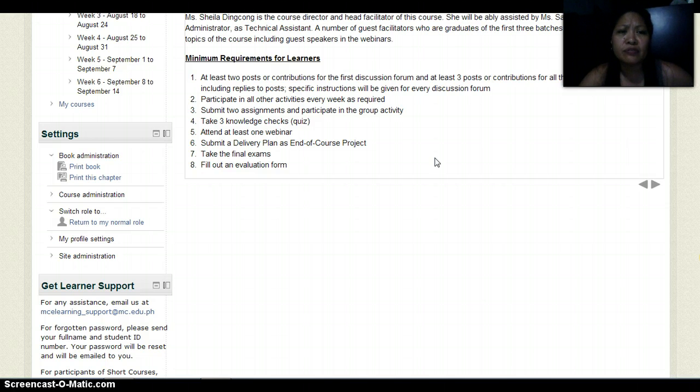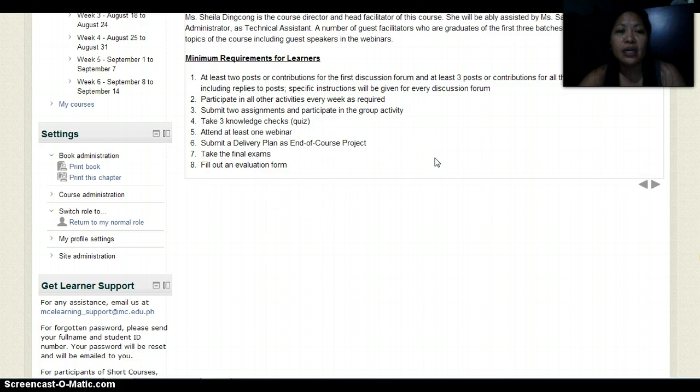Second requirement is for you to participate in all other activities every week as required. So throughout the 6 weeks, we will have various activities, such as a wiki, and of course we will have quizzes. We'll also be creating a glossary, and we will also have webinars. So those are all the activities.